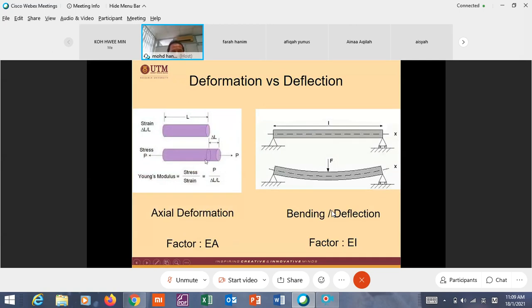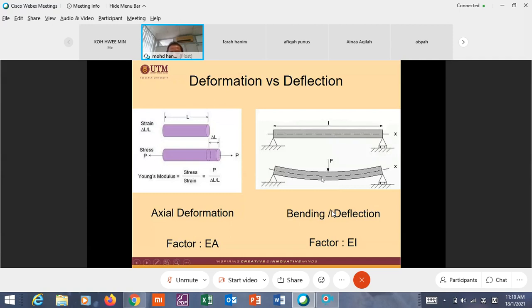This is from the first topic and also the previous topic on truss. For truss, we have seen the stress and the elongation. The elongation depends on the E value, E and A. Deformation is equal to PL over AE. This is called axial deformation. Deformation or axial deformation. We have shear deformation, axial deformation.